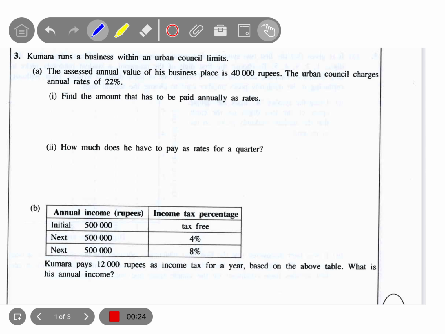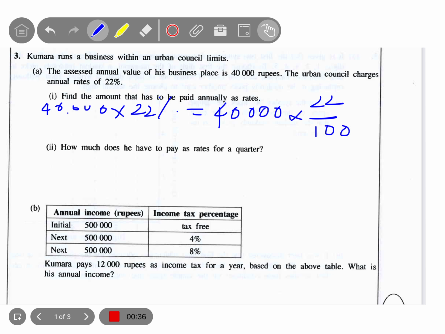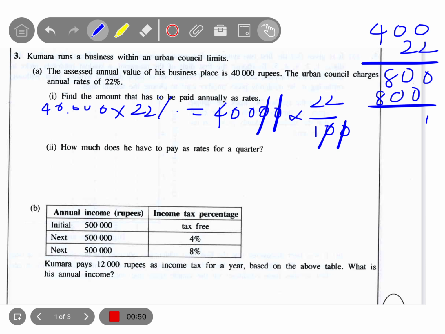Pretty simple, right? This is a percentage question, so you just have to multiply 40,000 by 22%. So 22% you can write as 40,000 times 22 over 100. Then we can chop these values off. 400 times 22, how do we calculate? 2 times 0 is 0, 2 times 0 is 0, 2 times 4 is 8. So then another 8 here. It's 8,800 rupees he has to pay annually as rates, right?